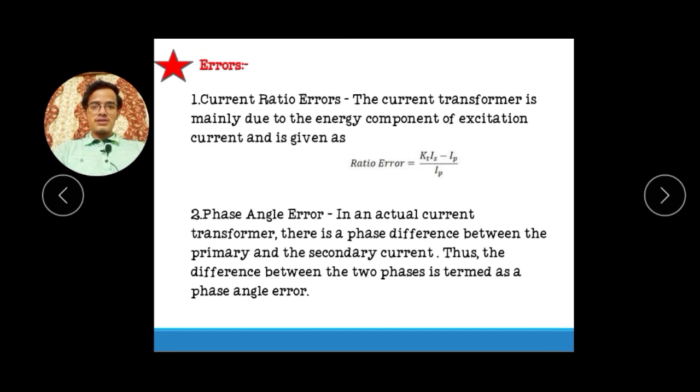Next are the errors. As we have seen the errors in the PT, here also it is the same: the current ratio error and phase angle error. Okay, this is the formula for current ratio error. Next is phase angle error. In an actual current transformer, there is a phase difference between the primary and secondary current. Thus the difference between the two phases is termed as phase angle error.